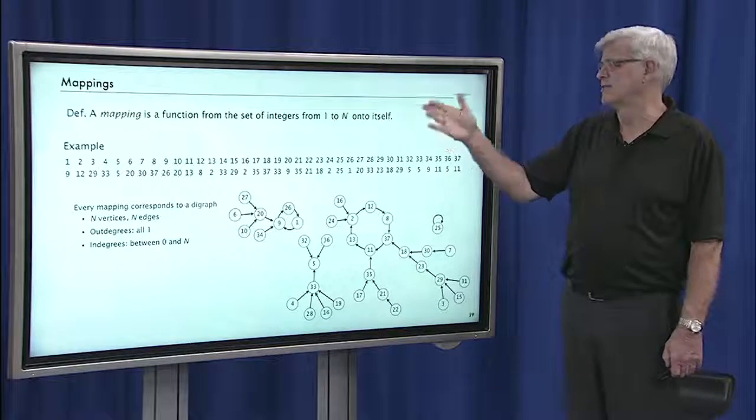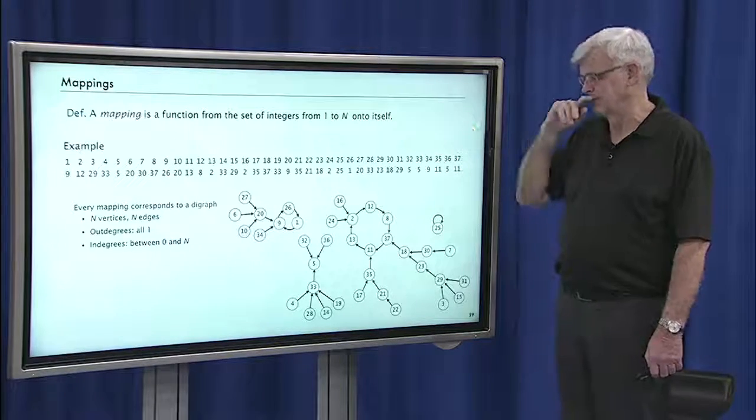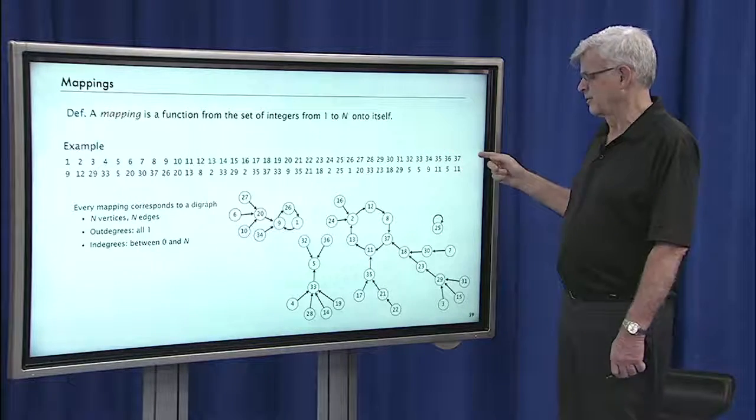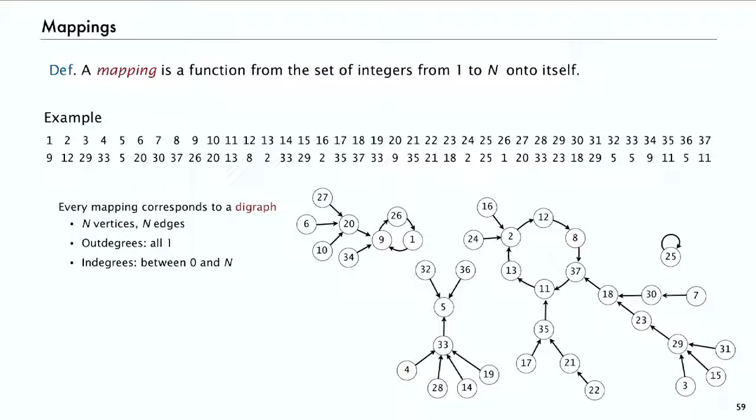So a mapping is a function from the set of integers from 1 to n onto itself. And so here's an example of a long mapping where I have the numbers 1 through 37, and then down below I have the numbers 1 through 37. And they can appear multiple times. That's a mapping. Each one just has to be some number between 1 and 37.